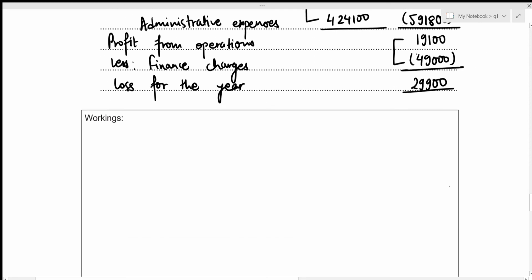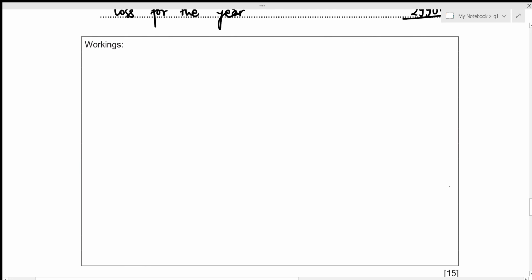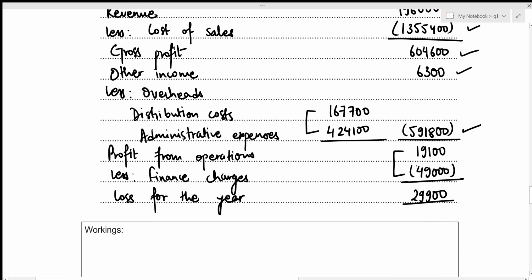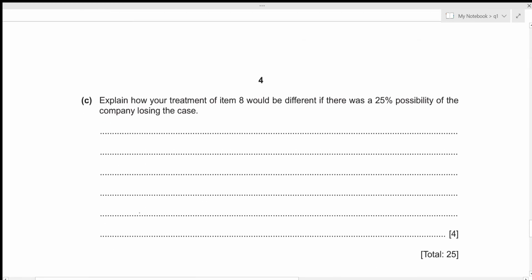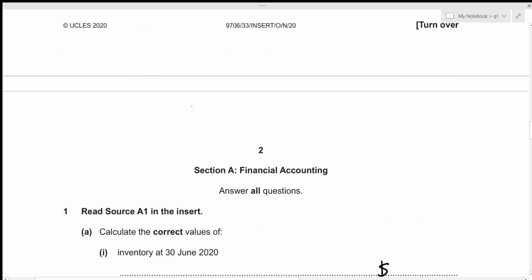All right, this concludes our income statement as well as the second part of this question. And we can see that there was a working section given here. So instead of scribbling our workings in the question paper like I did, you guys should be showing all of the workings for your distribution costs, administrative expenses in this particular box. Now for the third part of this question, explain how your treatment of item 8 would be different if there was a 25% possibility of the company losing the case. Okay, let's have a look at our information 8.